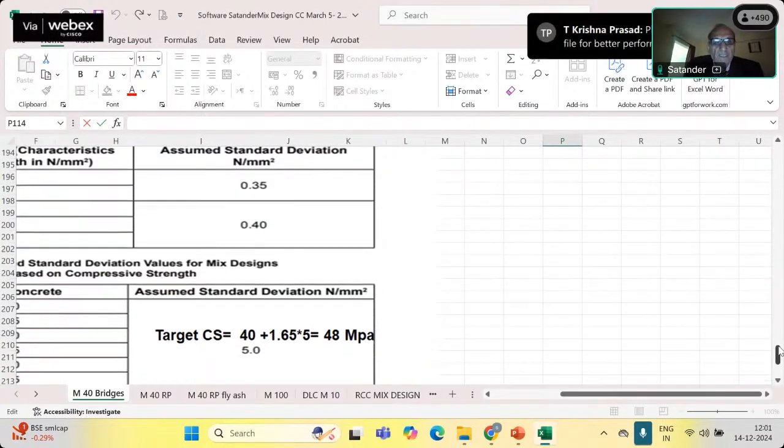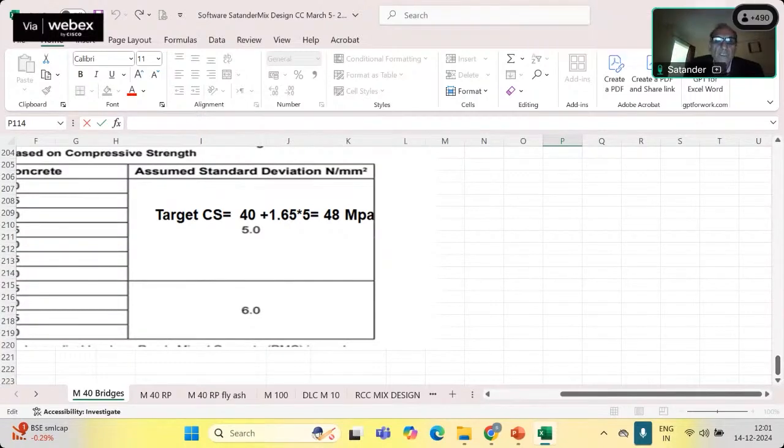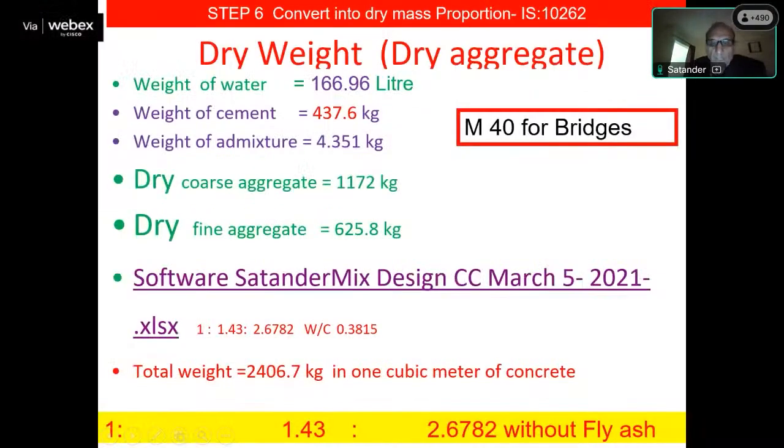IRC 44 standard deviations are also given. You can refer to this also. In short, I have shown you this. So please refer to that also. So this is for rigid pavement, M40 grade concrete. So 1:1.4 is to, sorry, for 6.7.